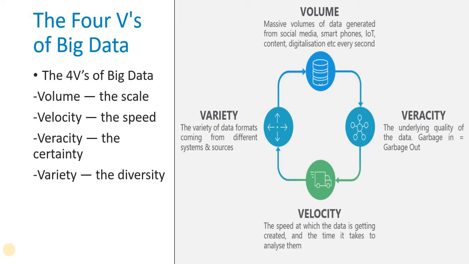And veracity is the underlying quality of the data. Garbage in equals garbage out. So veracity is the certainty. So big data contains these 4 characteristics: the size of the data is very big, that is the volume; it contains a variety of data, that is variety; velocity, the speed of generating and analyzing the data; and veracity.